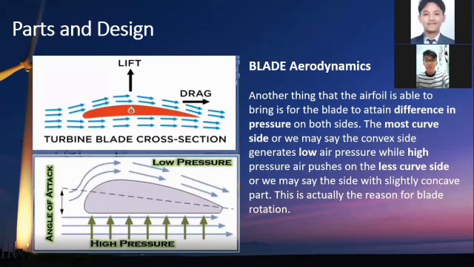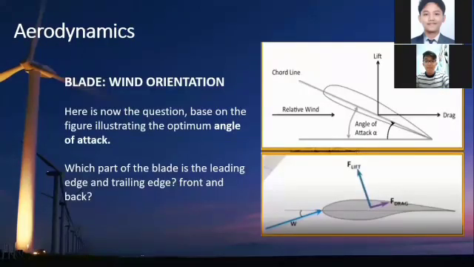So ito yung cross section sa may pinataas. So makikita natin dyan yung angle of attack, low pressure and high pressure. So next. Aerodynamics, blade wind orientation. Here's now the question based on the figure illustrating the optimum angle of attack. Which part of the blade is leading edge and trailing edge, front and back.